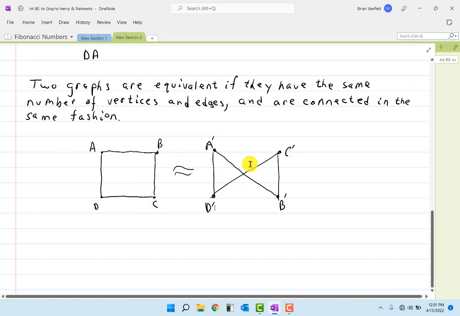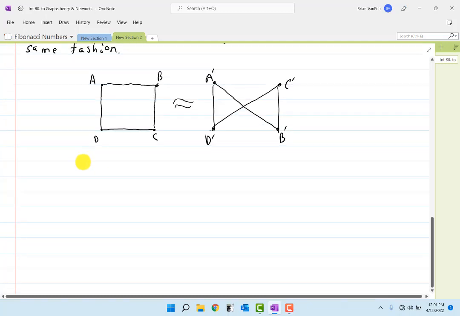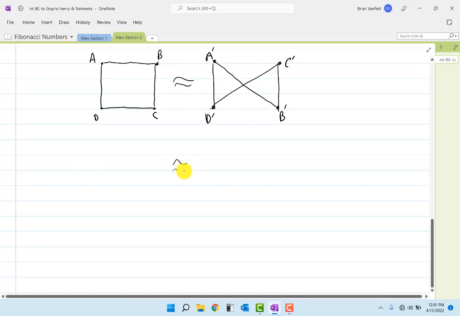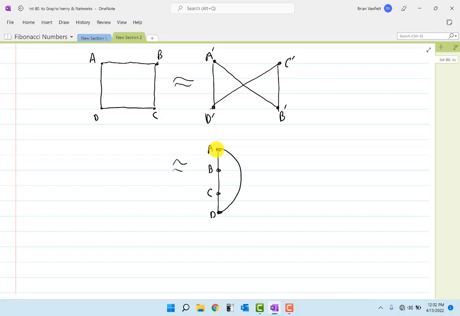B is connected to A and C. Here, B is connected to A prime and C prime. So I've used the same letters so that you can follow along. Furthermore, this, as we saw in the previous one, is the same as this kind of a graph. You can follow the connections yourself to make sure that they are all the same. So 3 completely different looking graphs. Well, they look different, but they're all the same in the world that we need them in.